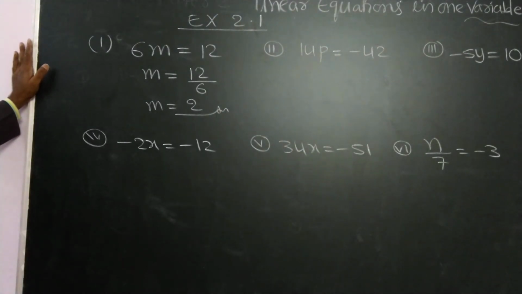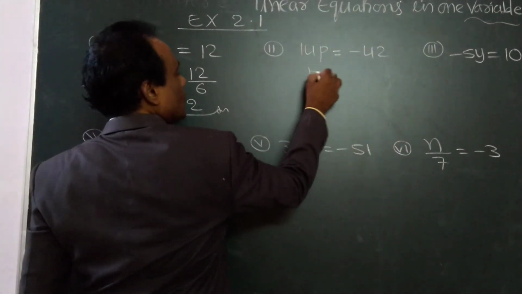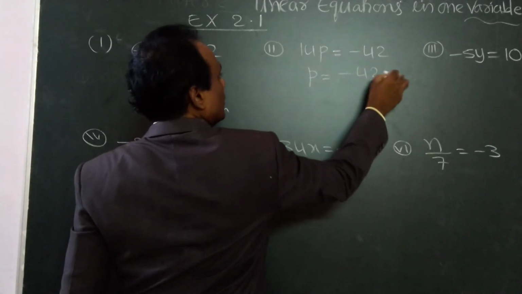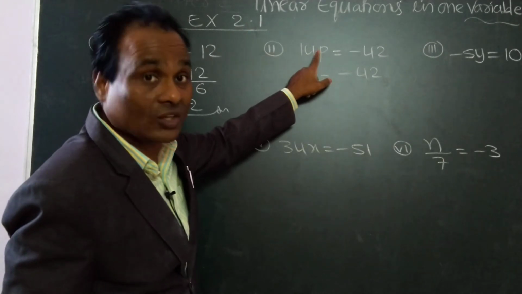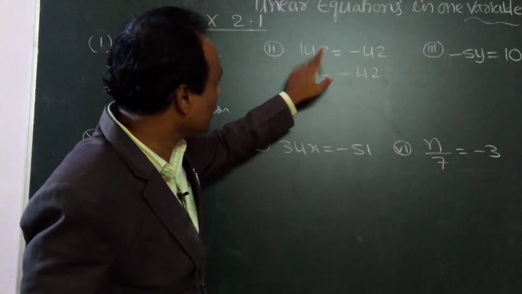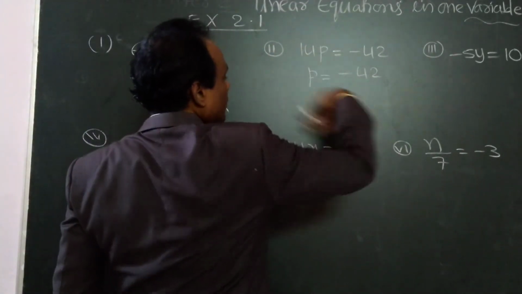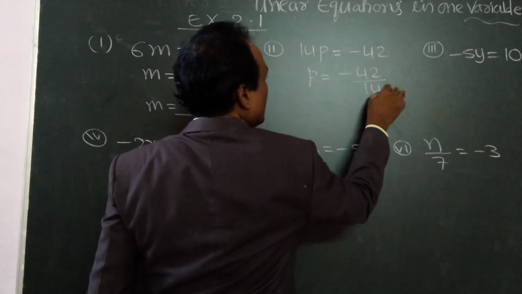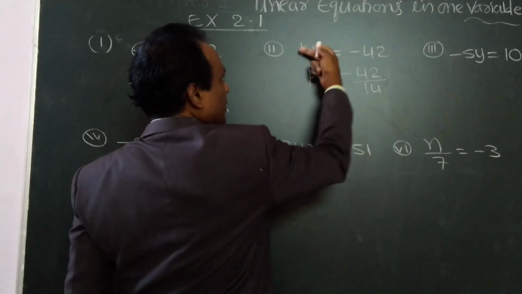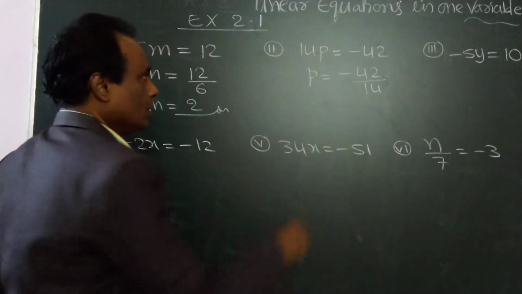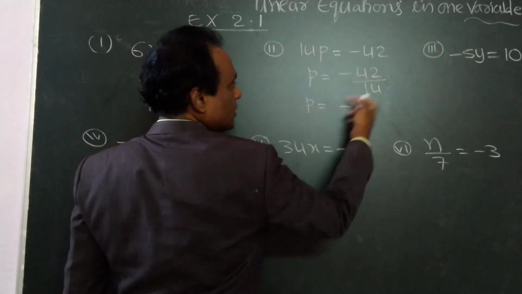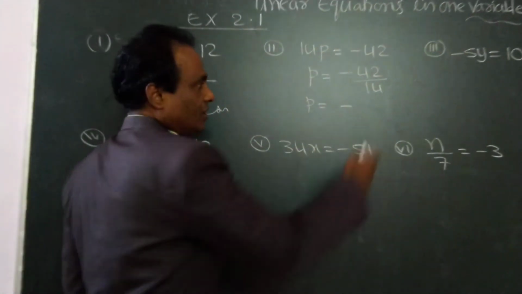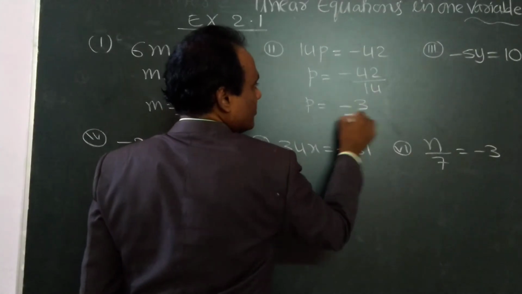Same, you do the second one. See here, don't write, first look at this. 14p means what is the relation? Into, 14 into p. Into means it will go to the denominator, since it is multiplication it will go in the division. P is equal to minus, as it is, by 14. How many times? 3 times.